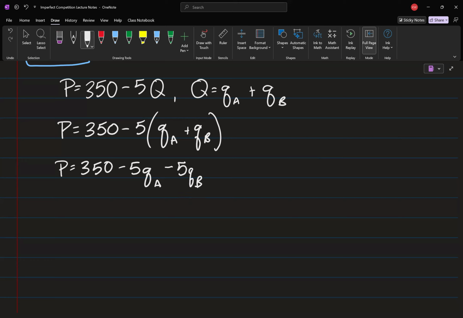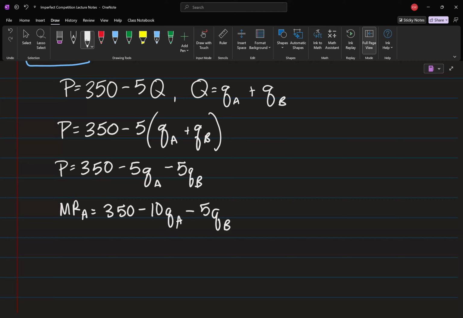From here, we're going to find each firm's residual marginal revenue curve. So I'm going to double the coefficient modifying the quantity variable for each firm in turn. So when we're finding the marginal revenue for firm A, that'll be 350, then we double that coefficient on the output of firm A. So we have 350 minus 10 times quantity A minus 5 times the amount produced by firm B. So you can see we only doubled the coefficient modifying firm A's output when we're finding firm A's residual marginal revenue curve.